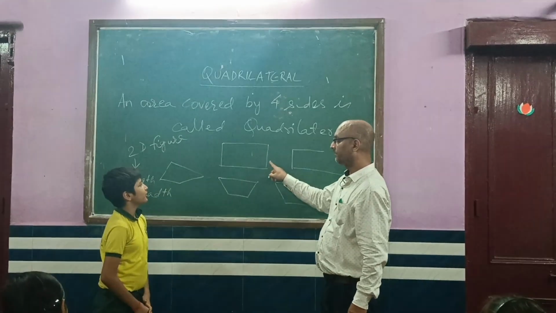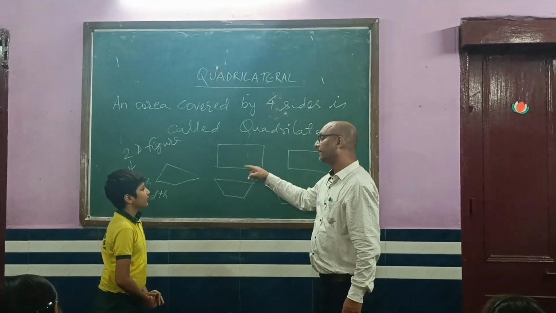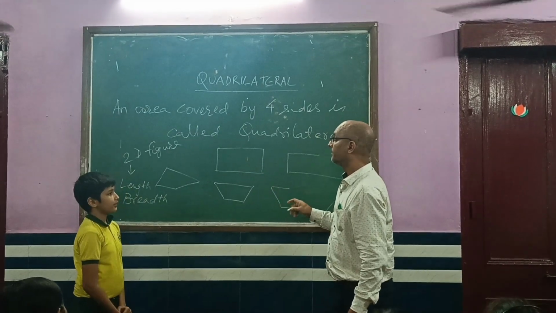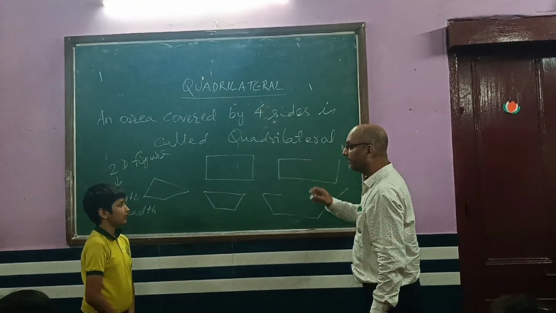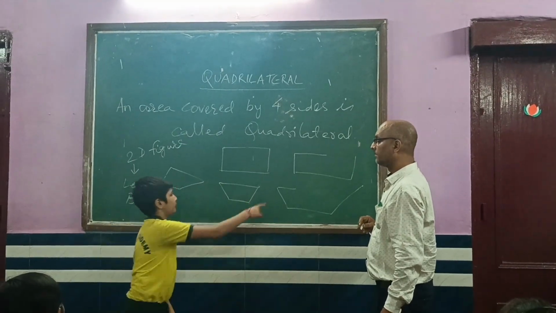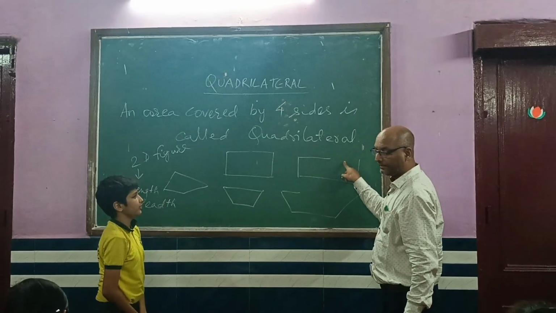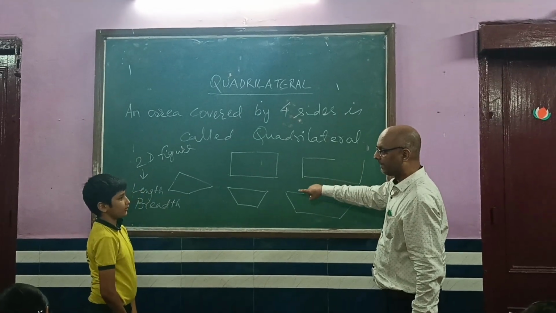It has how many sides? 4 sides are there. Is this a quadrilateral? Why is it not a quadrilateral? It has 4 sides. It is open from this side. As it is open from this side, that's why it's not a quadrilateral.